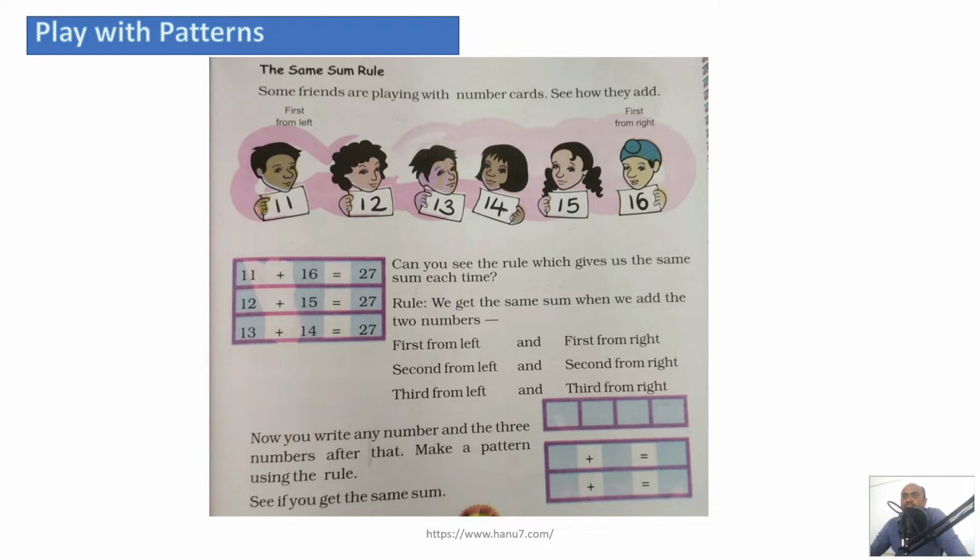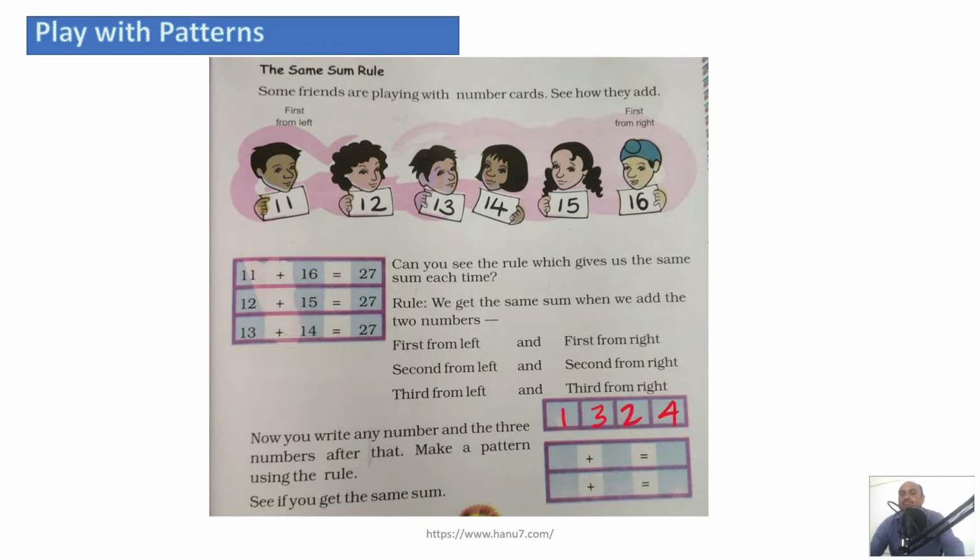Now the question comes to us. Write any number and the next three numbers in these four boxes. Make a pattern using the rule. Whatever rule we have seen here, with the same rule you also try to develop such a pattern. See if you get the same sum. Let us try with different numbers.